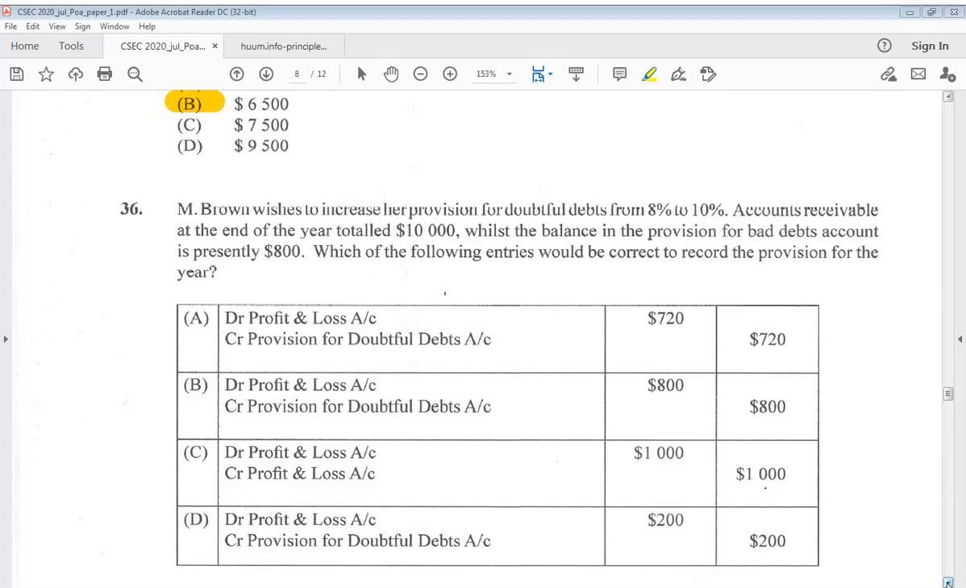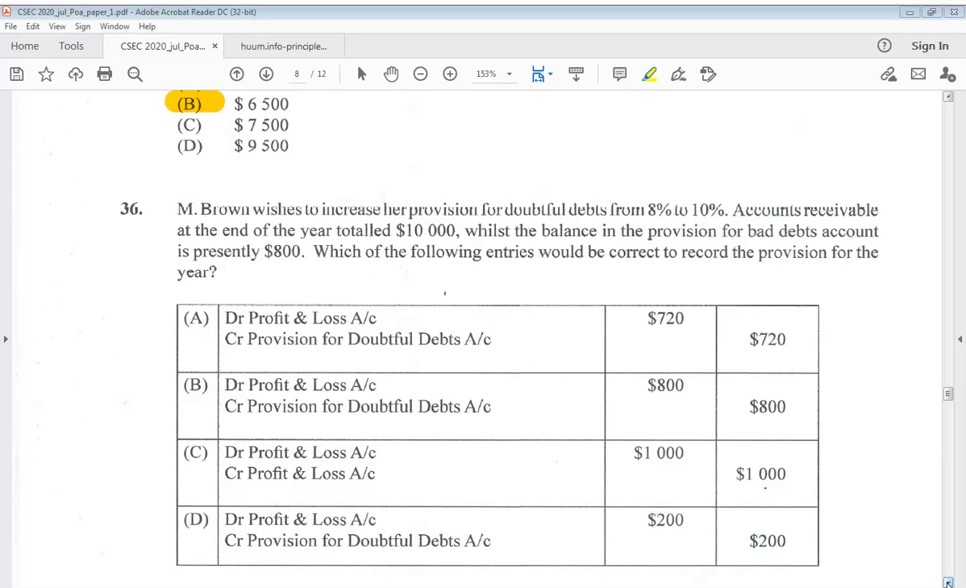M. Brown wishes to increase her provision for doubtful debts from 8% to 10%. Accounts receivable at the end of the year totaled $10,000, whilst the balance in the provision for bad debts account is presently $800. Which of the following entries would be correct to record the provision for the year?